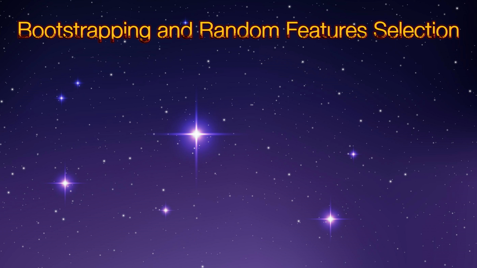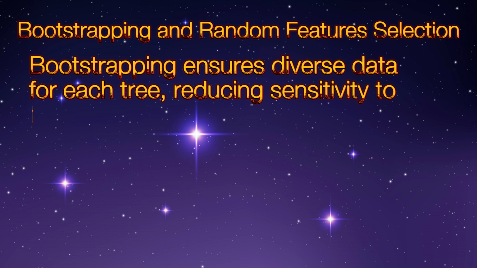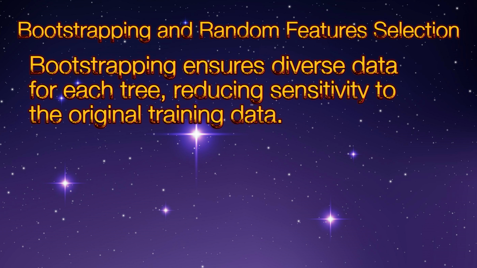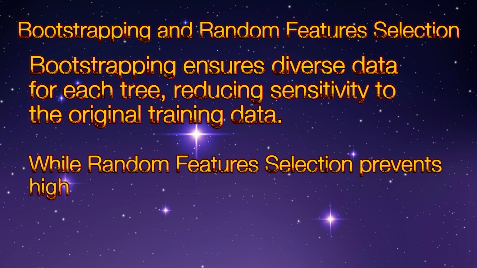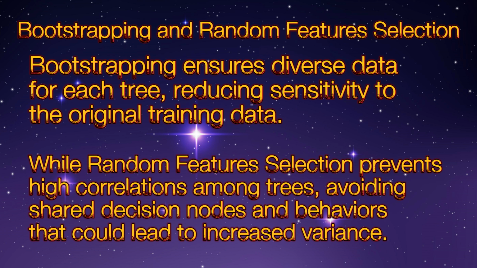This approach combines bootstrapping and random feature selection for 2 main reasons. Bootstrapping ensures diverse data for each tree, reducing sensitivity to the original data, while random feature selection prevents high correlation among trees, avoiding shared decision nodes and behaviors that could lead to increased variance. This diversity ensures a balance where trees with differing predictions offset each other, contributing to overall result equilibrium.